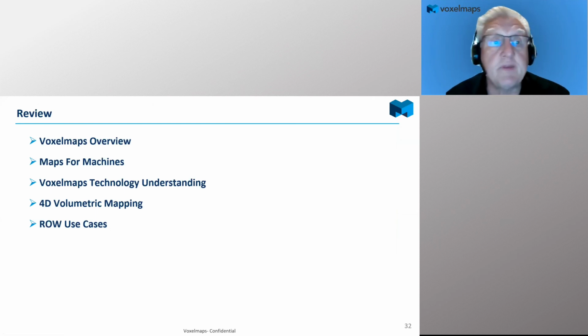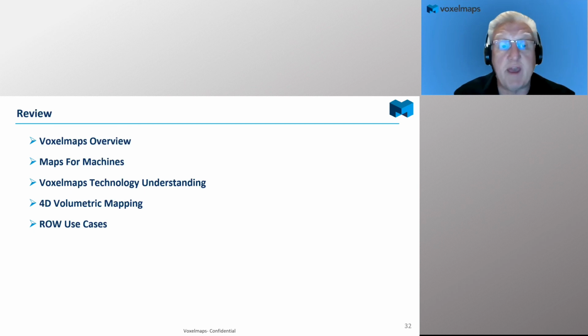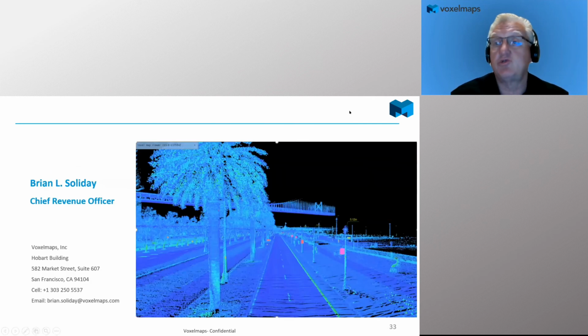So in review, I gave you a quick overview of Voxelmaps, who we are, where we came from. We talked about this whole maps for machine concept and how it's different. It's a different way of thinking in terms of geospatial content. Talked a bit about Voxelmaps technology and how we approach this whole 4D volumetric mapping capability. And then I went over some right-of-way use cases and potential uses of the technology. So with that, I'd like to just open it up for questions.